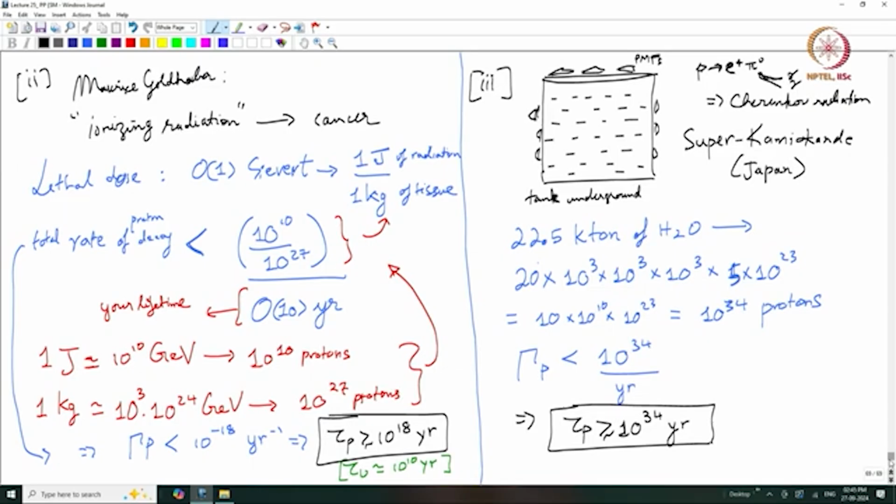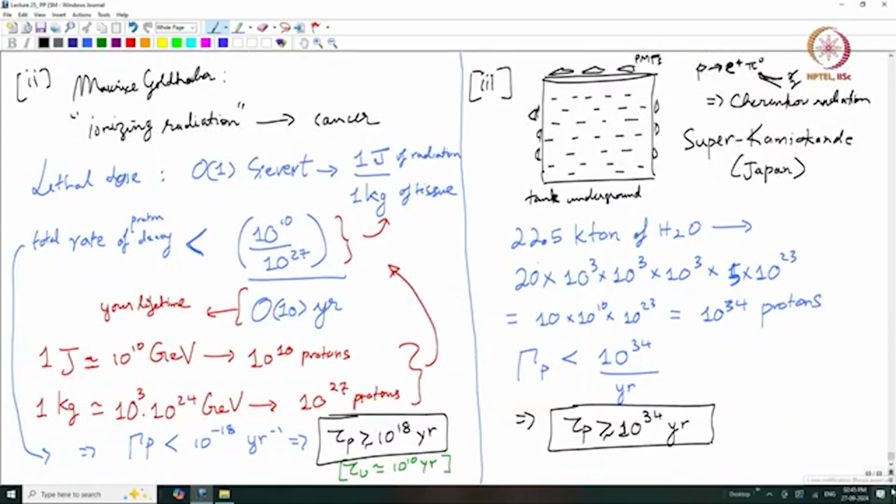But this is what we can do with these sensitive experiments, and see we can calculate this without much effort. Just count the number of protons and look at the time that you have. Okay, so this is the other way of measuring lifetimes for long lived particles.